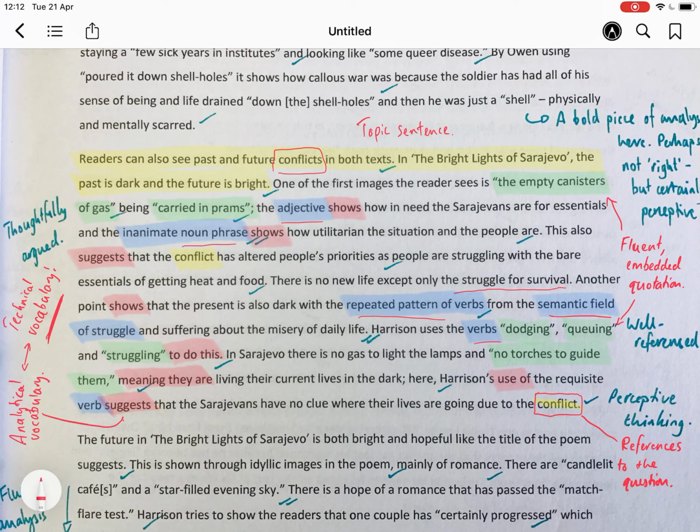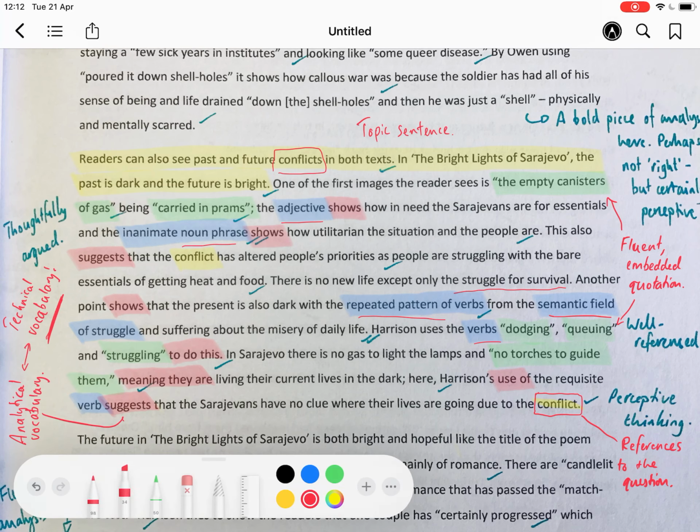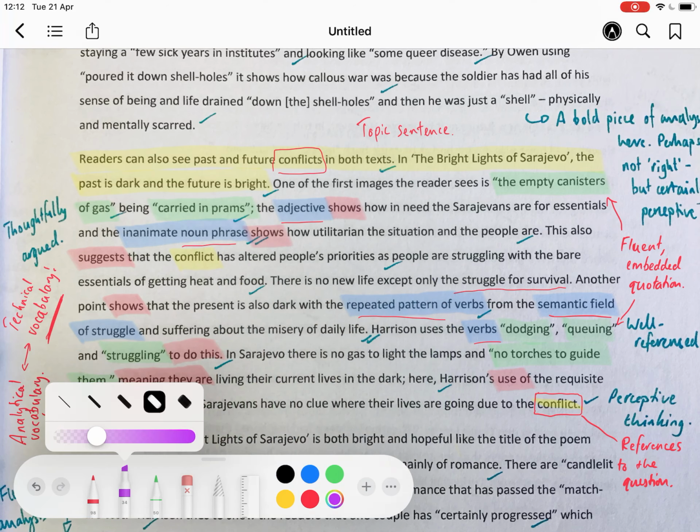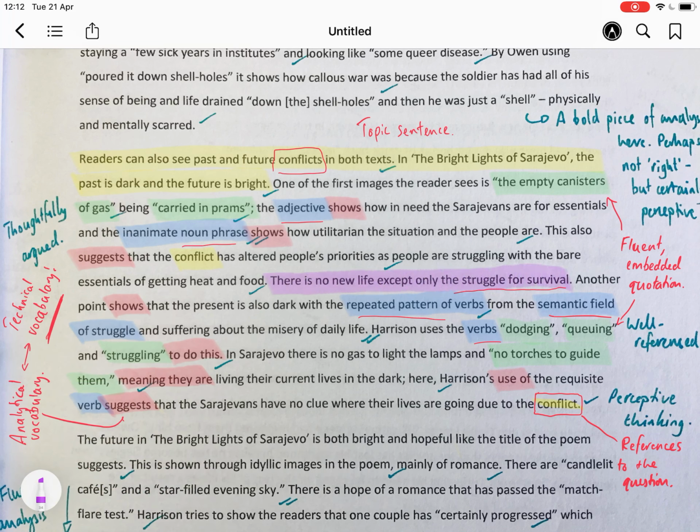The other thing that is going to get this student marks, let's see, what colour have I not used for the highlighter yet? A horrible garish purple, there we go. The other thing that they have done, there is some lovely insight into this text. They are making their own points. They've read into the text. So look at those things that I've just highlighted in purple.